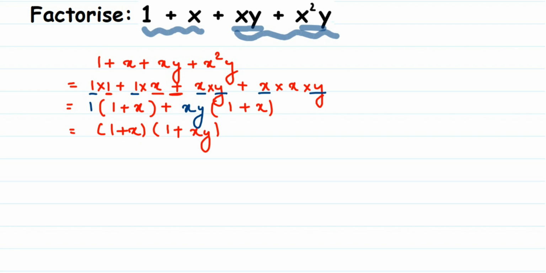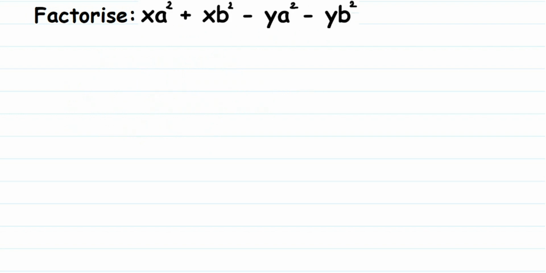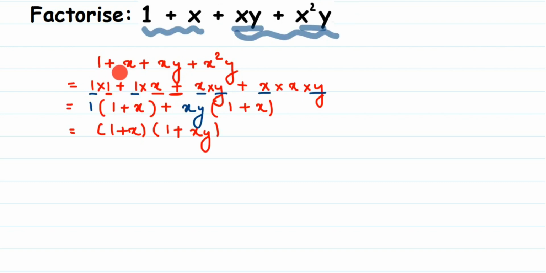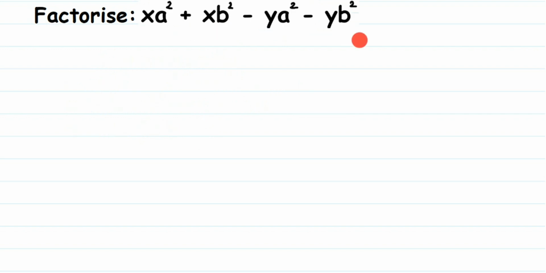In the second question, it's similar to the first one, but in the first question we didn't have any common factor between the first 2 terms, there was no common factor, but in the second question we have a common factor in the first 2 terms and last 2 terms. So let me write the question once again.